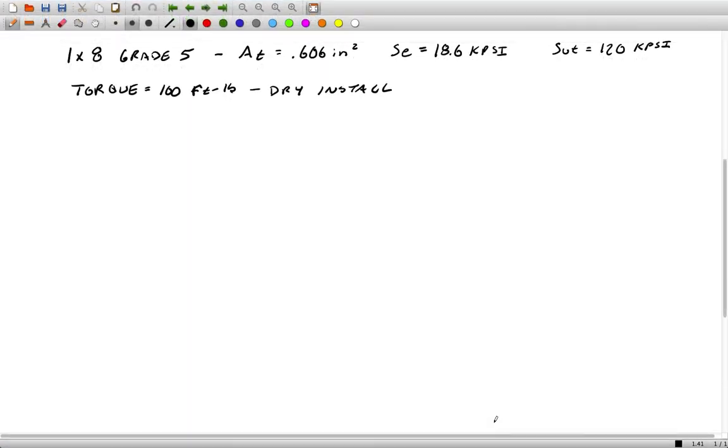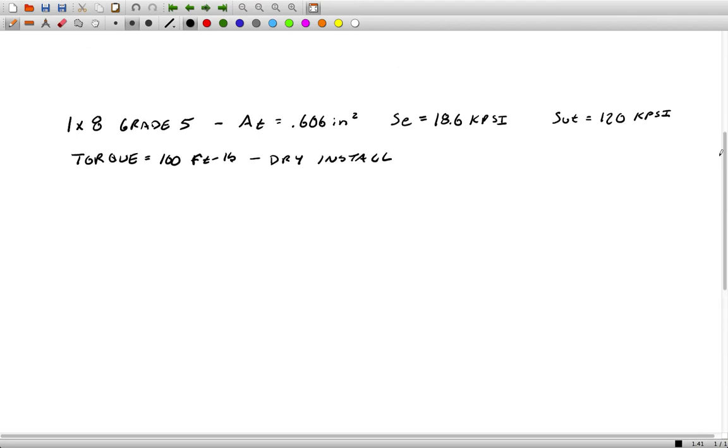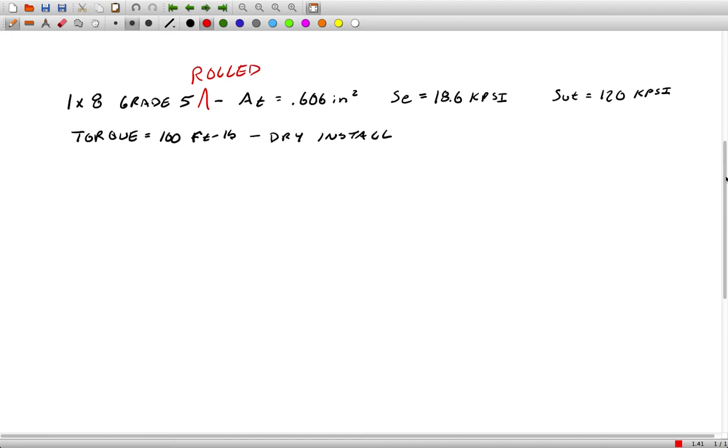Alright, so we've got that 1 inch grade 5 bolt. I'm going to just go ahead and say again, this is for rolled threads, not cut. And we'll proceed from there.